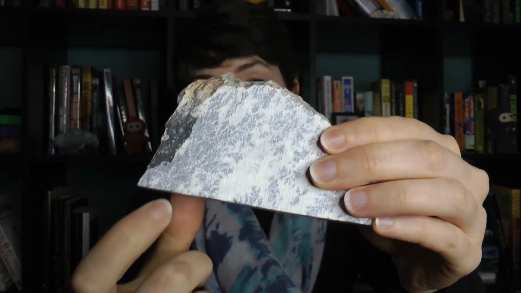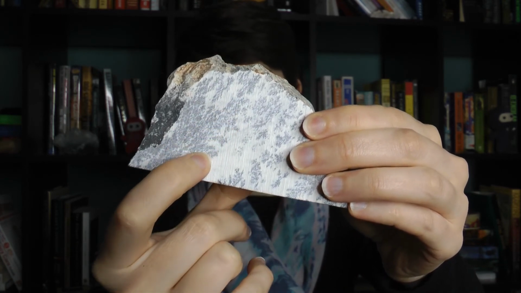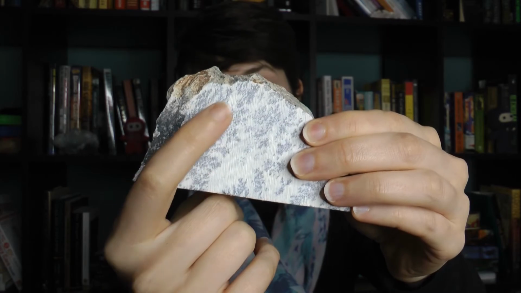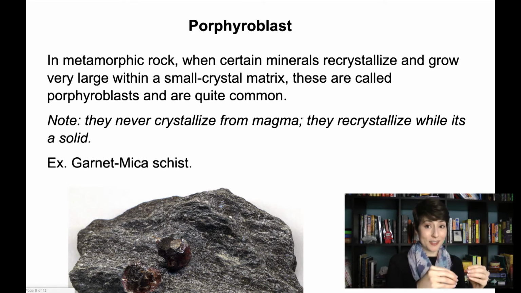This one has some cool dendritic features, and that's just an artifact of how it was formed. They don't all have these patterns on them. One interesting feature of some metamorphic rocks is the ability of certain minerals within the rock to recrystallize. So you can grow from a solid state to a solid state. You can grow minerals within this fine-grained matrix of the metamorphic rock.